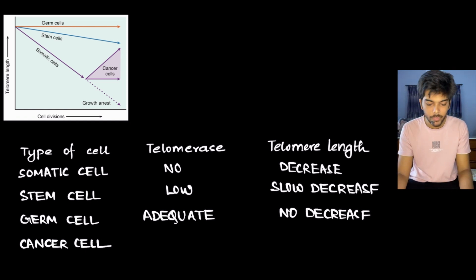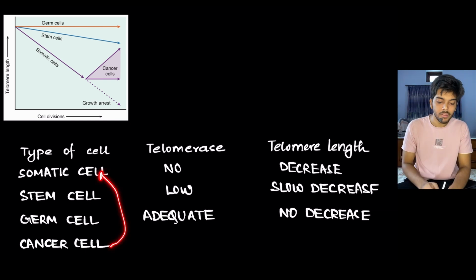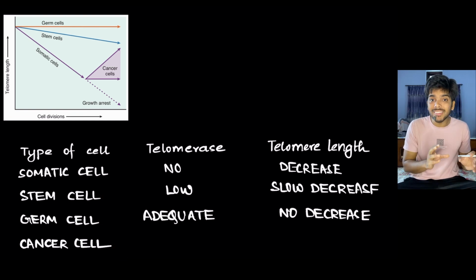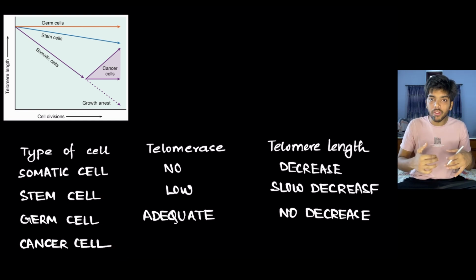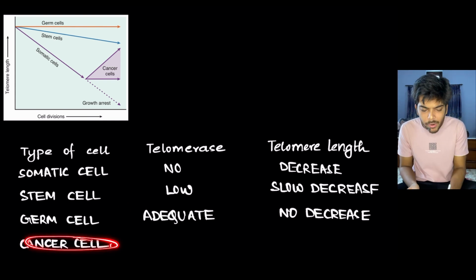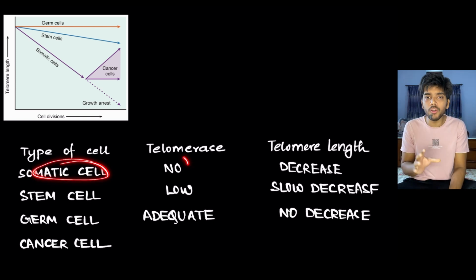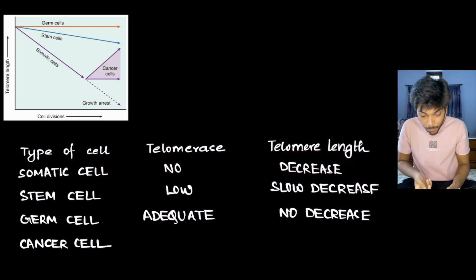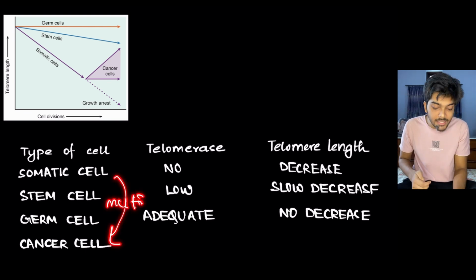In cancer cell, see, cancer cell before was a normal somatic cell or a normal stem cell or a normal germ cell, whatever. But this cancer cell, due to mutation in the normal cell, now has become a cancer cell. Let's say this cancer cell is arising from somatic cell. Previously, in this somatic cell, there was no telomerase activity. That means telomere length would decrease with every cell division. But now, due to mutation in somatic cell, it has become cancer cell.